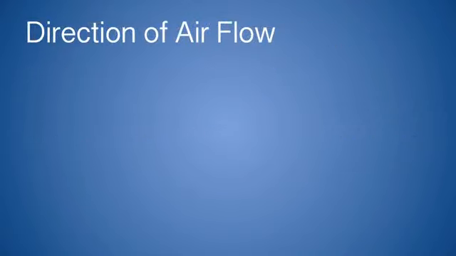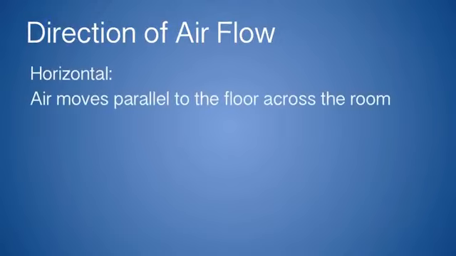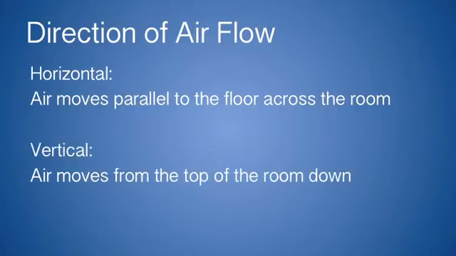Clean rooms can also be classified by the direction of the airflow. Some clean rooms have horizontal airflow, in which the filtered air enters at one wall and exits through an opposite wall. Vertical flow clean rooms provide filtered air from the ceiling, and the air flows downwards towards the floor.